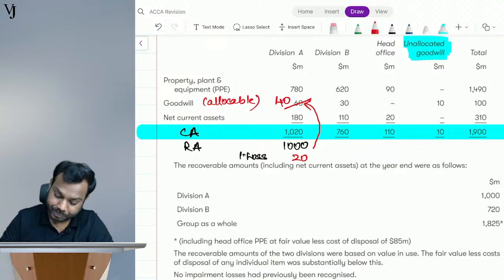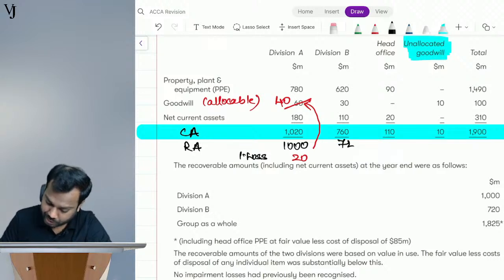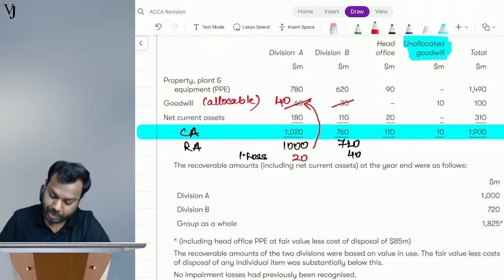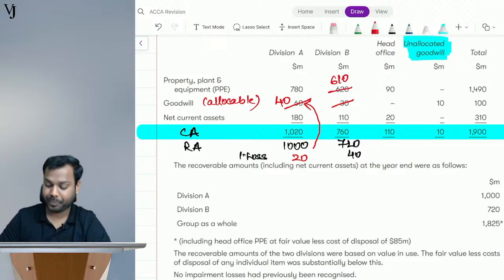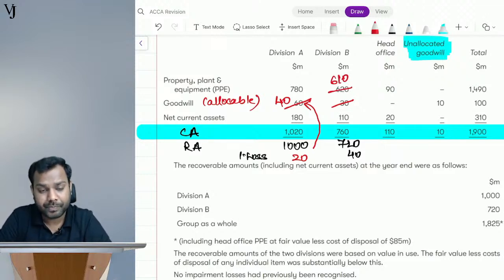Now here, what is the recoverable amount? 720. So what is my impairment loss? 40. So what will I do? First I will impair this fully, so it will become 0. The remainder is 10. Can I impair the current assets? No. So I will impair this one. It will become 610. Is it clear?